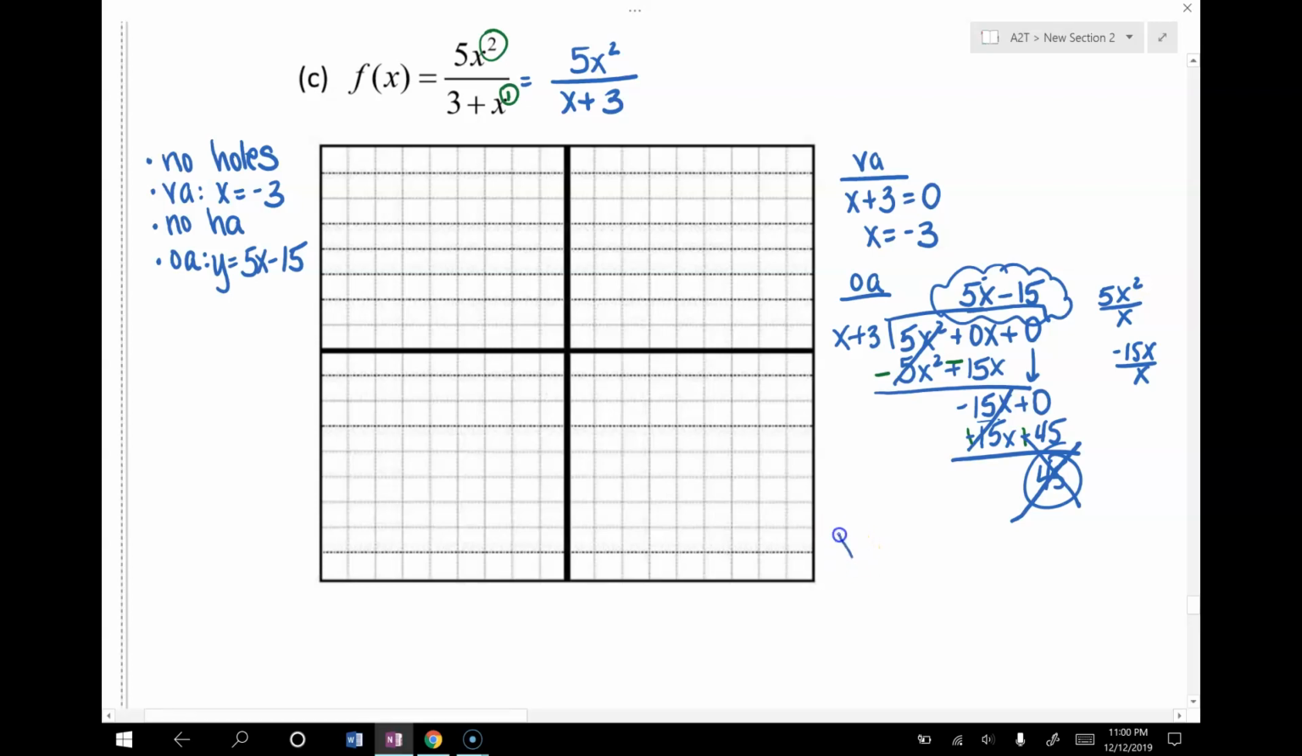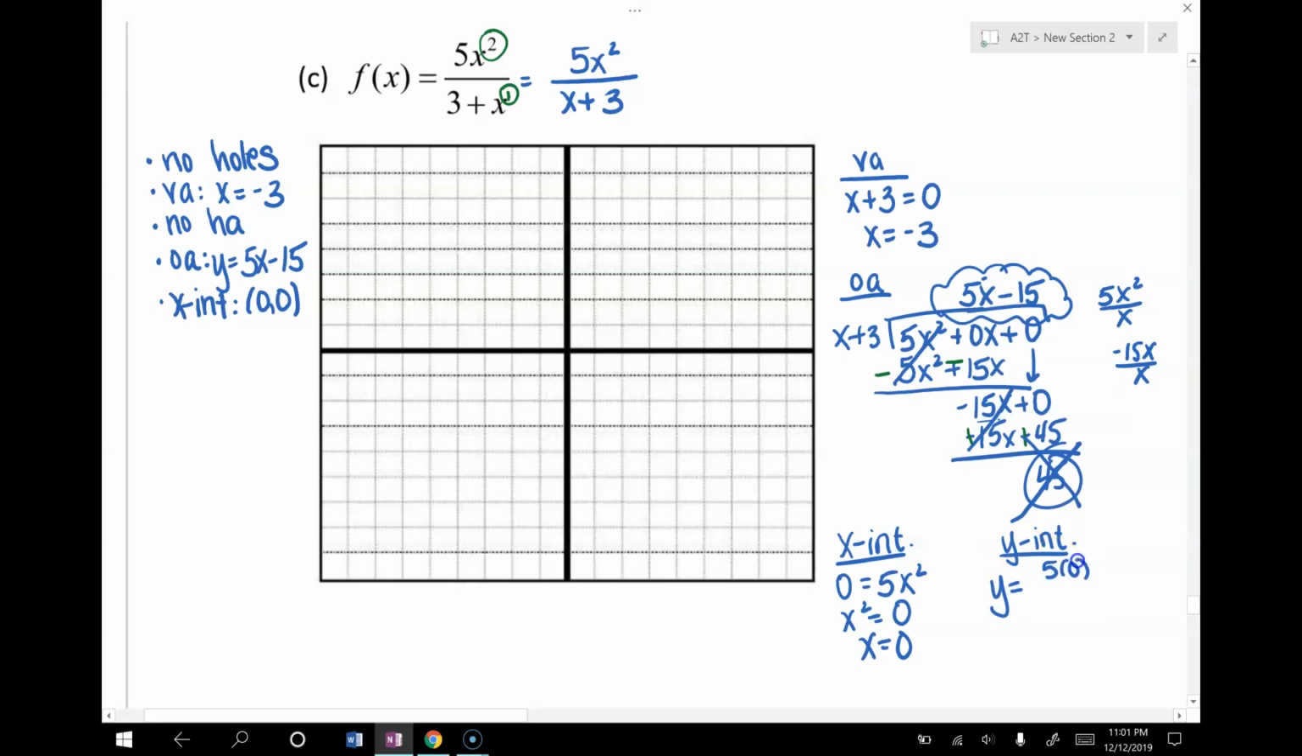All right, x-intercepts come from the numerator. So 0 is equal to 5x squared. x squared is equal to 0, so x is 0. So we have an x-intercept of (0, 0). And then for the y-intercept, I'm sure you can guess at this point what it's going to be, but we'll just plug in 0 so we can see it. It is 0 over 3. Yep, our y-intercept is going to be (0, 0) as well.